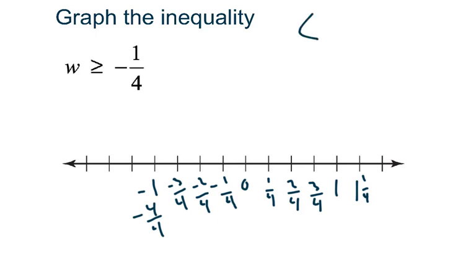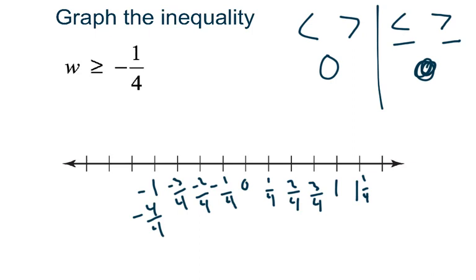Remember, less than or greater than has an open circle. Less than or equal to, greater than or equal to, has a closed circle because it does include the number. So I want you to look right now. Am I going to use an open circle or a closed circle? If you said we are going to use a closed circle, you are correct because it has the line underneath, and that means that it will include negative 1/4. So right now I'm going to put my closed point on negative 1/4.